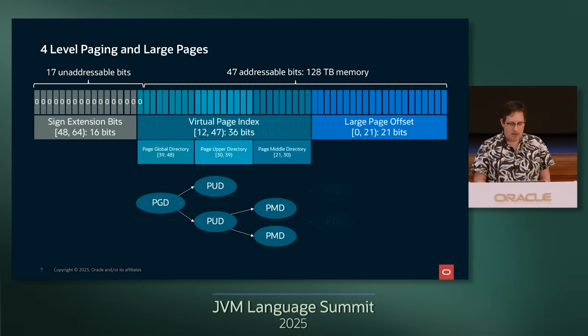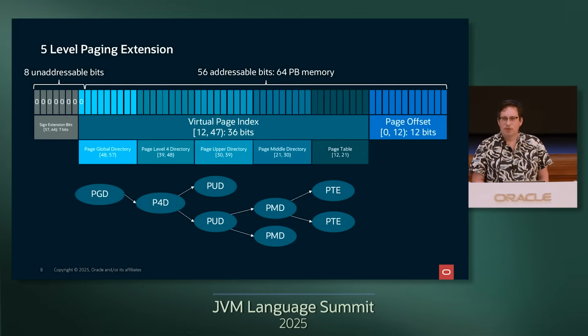And you can also use large pages. If you use large pages, you essentially remove the leaf level page table entries, and instead go directly from the page middle directory straight to a 2 megabyte large page. This makes it easier for the memory management unit, because it caches common paths in this tree with translation look-aside buffers, and it requires fewer entries when you use large pages.